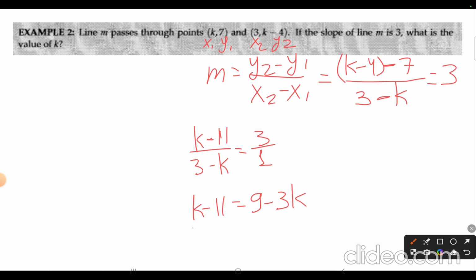And let's take 3k to the left side, it will change the sign. 11 we take to the right, it will become positive. Also we have this 9. We have 4k equals 20, so k is 5.